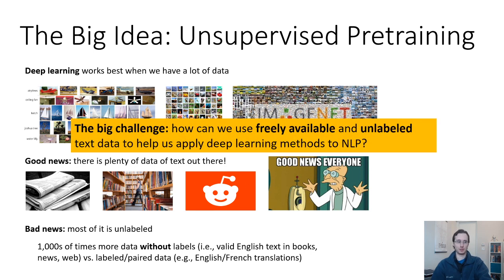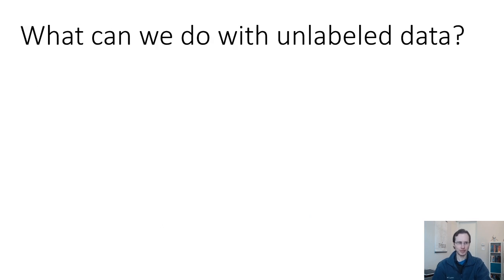So the big challenge that we're faced with, if we want to make deep learning plus NLP work really, really well, is how we can use freely available and unlabeled text data to help us apply deep learning methods to NLP. And that's basically the topic of today's lecture. So what can we do with unlabeled data?